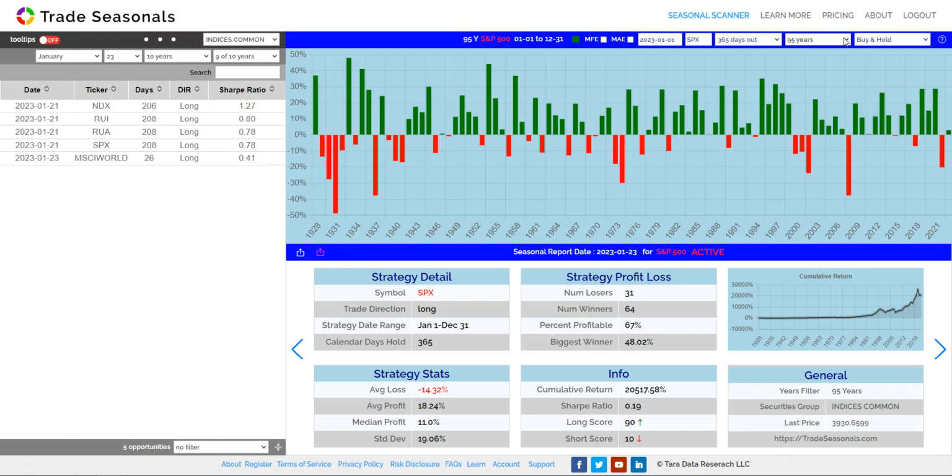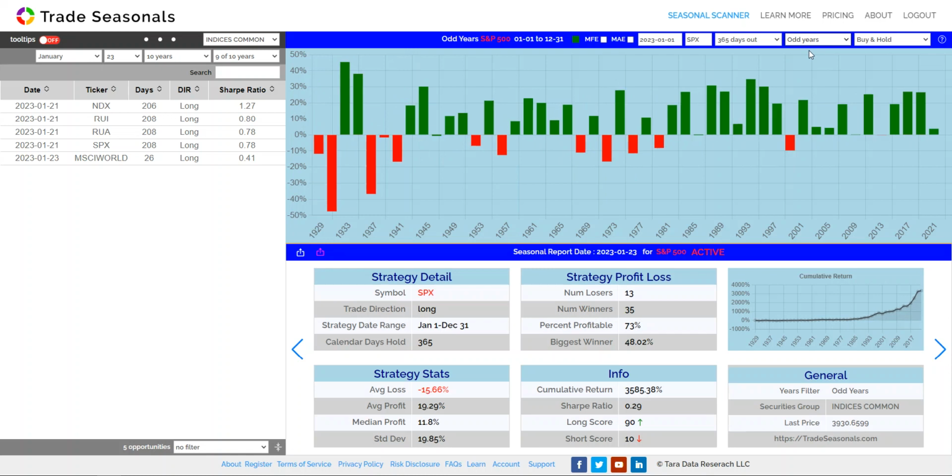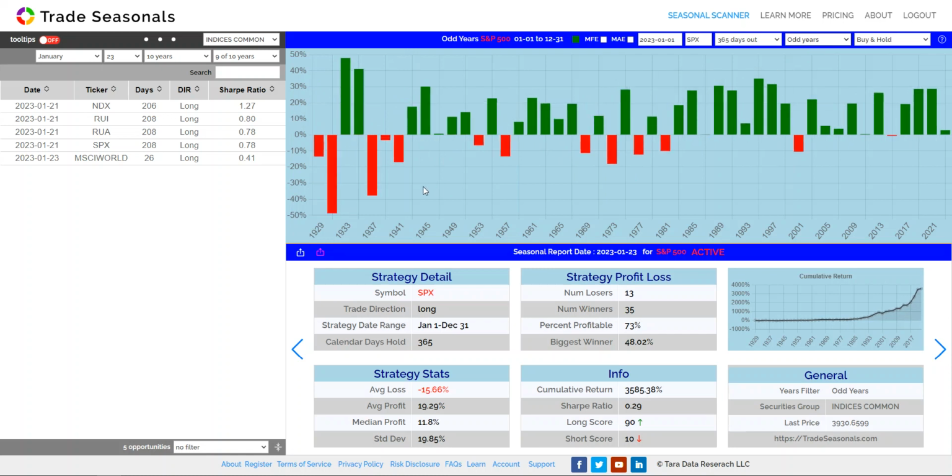Now we can also filter this using our advanced filtering. How did S&P 500 do on odd years versus even years? Let's take a look at the odd years. The significance of odd years is based on the presidential election cycle in the United States. Odd years are the years that there's no election. So S&P 500 shows 73% of the odd years was profitable, and 27% it declined.